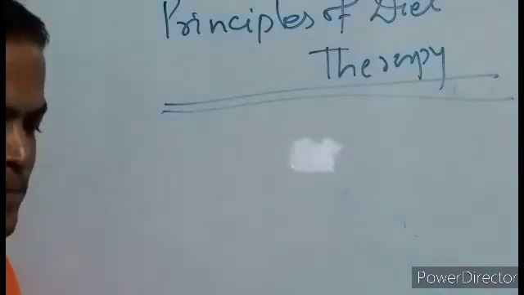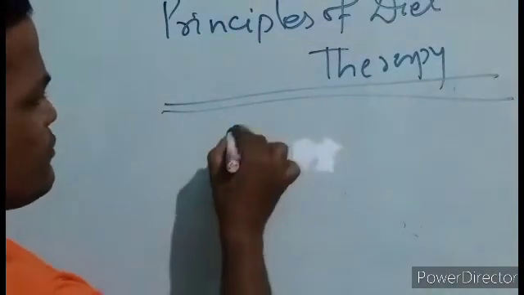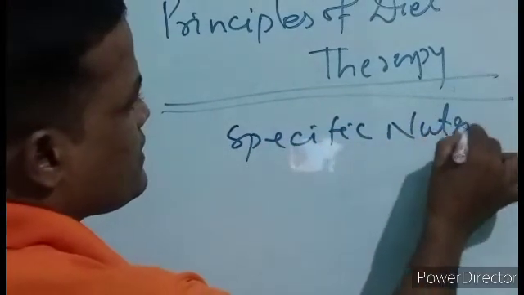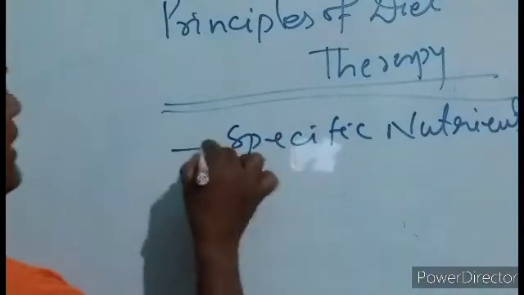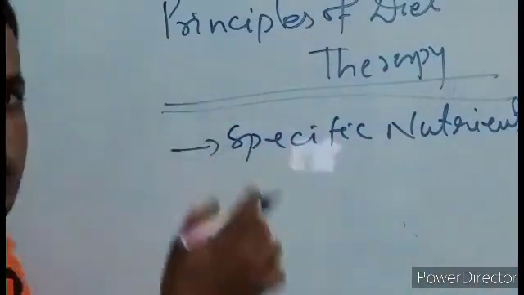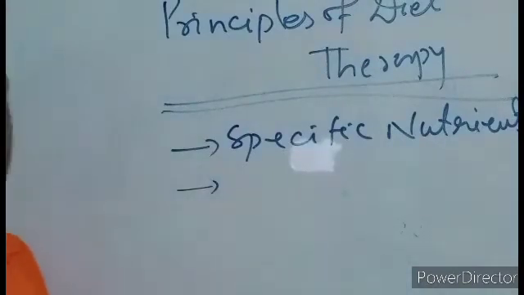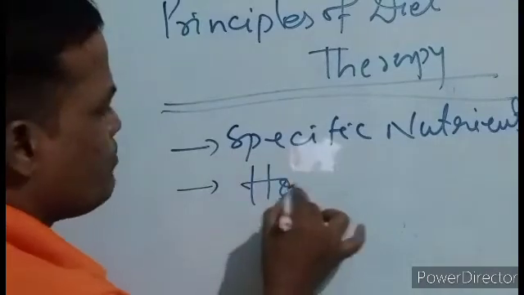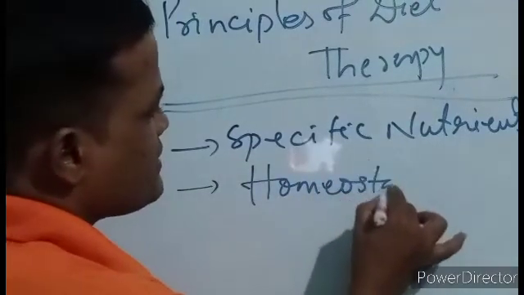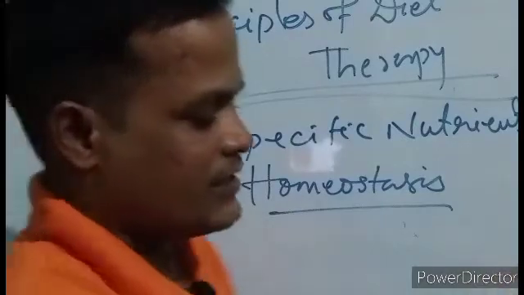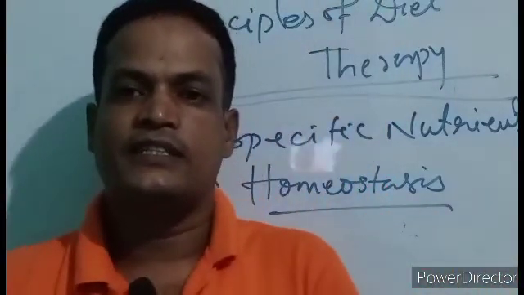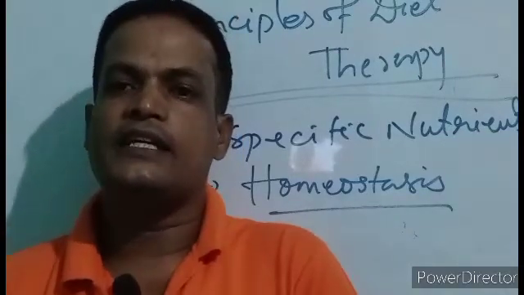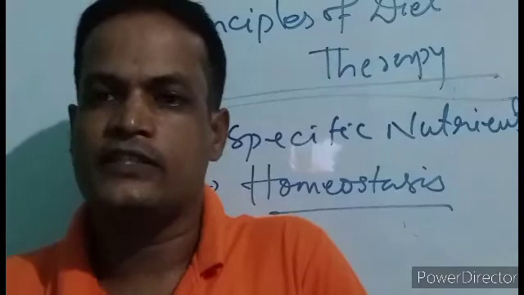Number one, specific nutrients supply करना, to provide the specific nutrients as per the demand of the patient. Number two is to maintain the homeostasis of the body. Homeostasis क्या है, homeostasis, the balance of the body, nutrient balance, water balance, liquid balance. So this is called the maintain. When they are in the balanced condition, then it is called homeostasis is 100% maintained.